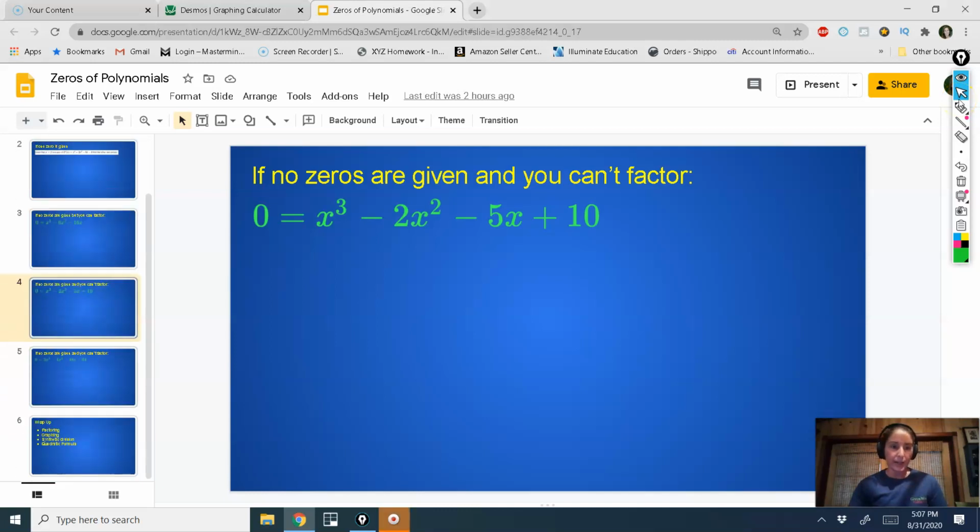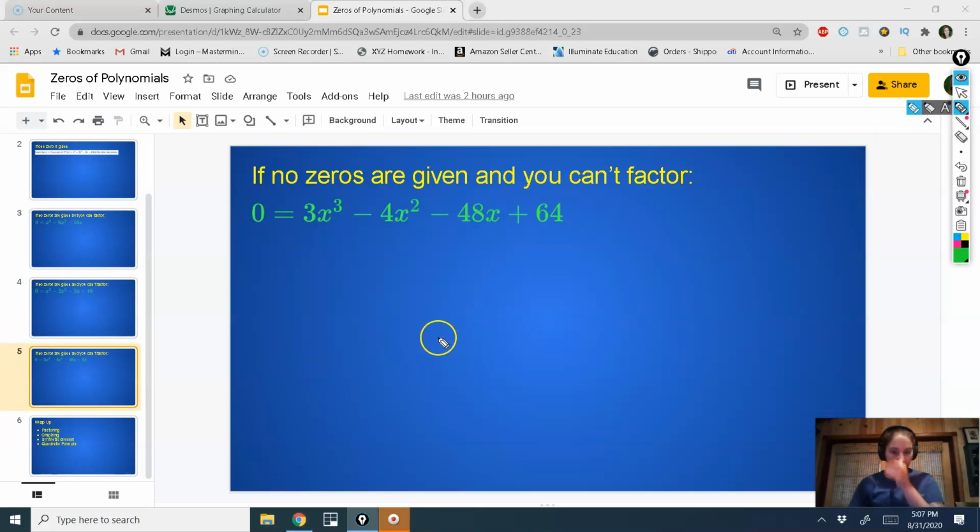All right, and our last example. So in our last example here, same thing. We have no zeros and we can't factor. And this thing looks pretty hairy. And I'm like, I don't know if I can factor that thing.